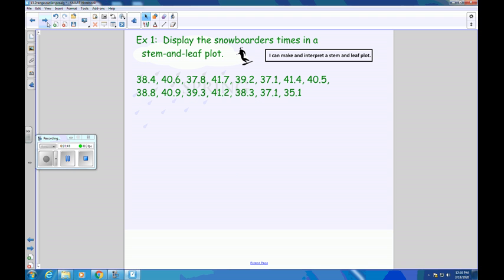So we are going to make an example. We're going to display the snowboarder's times in a stem and leaf plot. The first thing I'm going to do is order this data. I'm going to do it slow so that I don't get things mixed up. I'm going to look first for my smallest number, and I'm going to cross it off before I write it. So I see I have 35.1. Then next, it looks like I have 2 37.1.